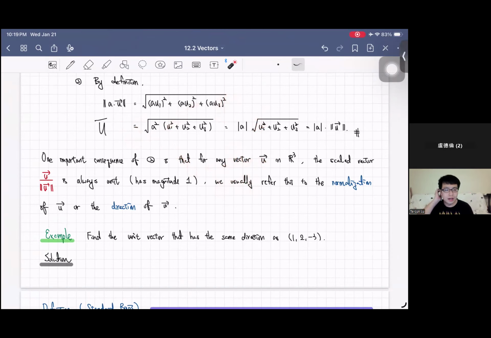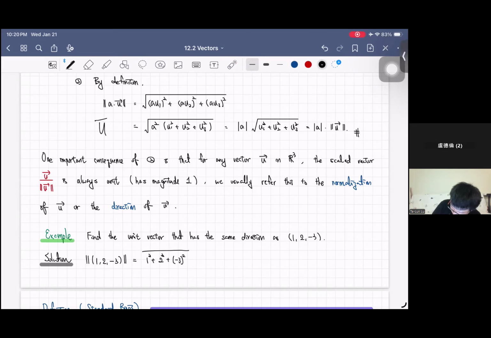Right. So in practice, how do we do this? For this example, I want you to find a unit vector that has the same direction as (1, 2, -3). As I mentioned, to find a unit vector that has the same direction, you just normalize the vector. By normalizing, I mean divide that vector by its norm or magnitude. So first of all, what is the magnitude of this vector? (1, 2, -3) gives 1 squared plus 2 squared plus (-3) squared, right? And that gives you 14.